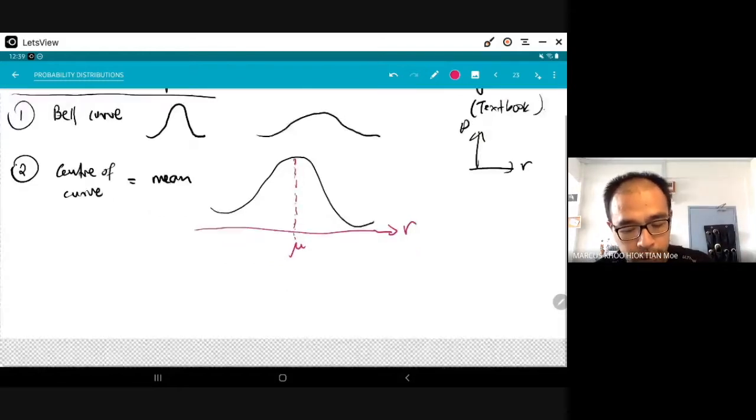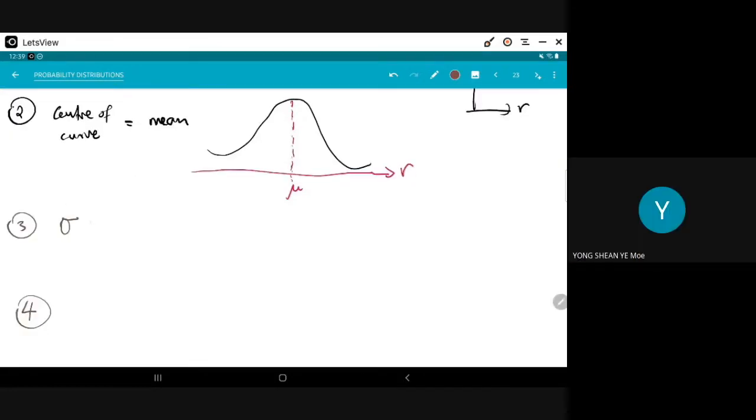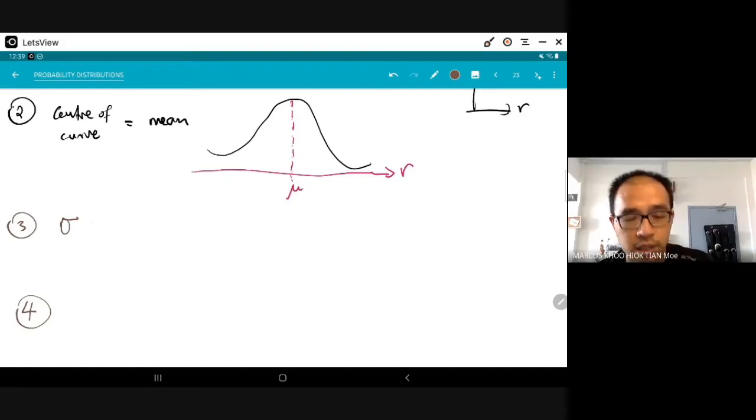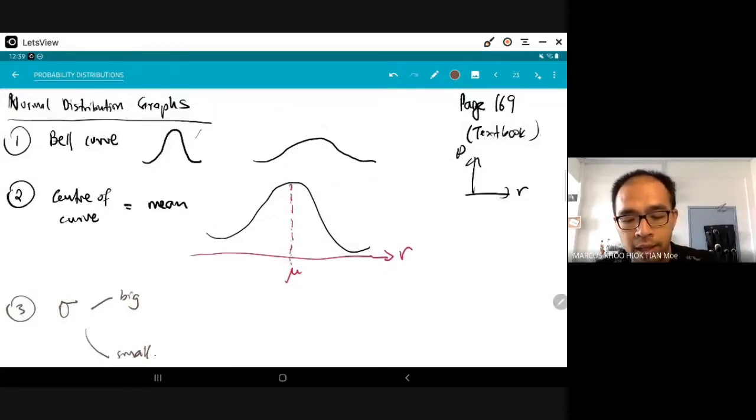Third characteristic. What is so important about the standard deviation? If it's bigger, it's flatter. Standard deviation tells you the size of the distribution. If it is a big standard deviation and if it is a small standard deviation, you are going to get a different kind of bell curve. Can you tell me between the tall and thin and the short and fat one, which one is the big standard deviation, which one is the small standard deviation? The big one is the flatter one.